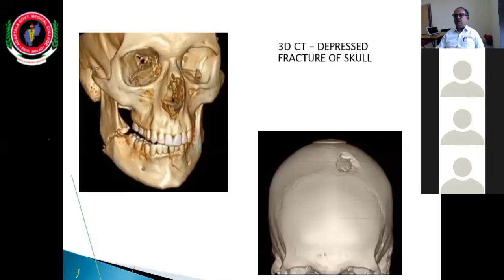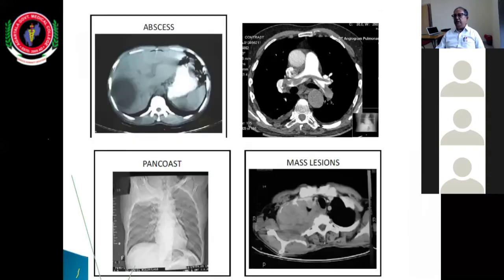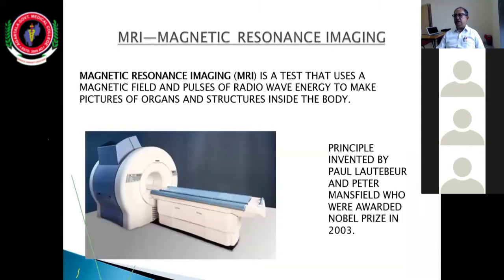These are a few reconstructed 3D images of the mandible. There is a fracture in the mandible. And this is the 3D reconstructed image of the skull showing a depressed fracture. These are the images of the 3D reconstruction. These are the axial images of the brain, abdomen, thorax, and these are the reconstructed 3D images.